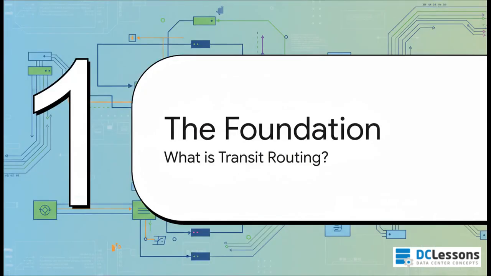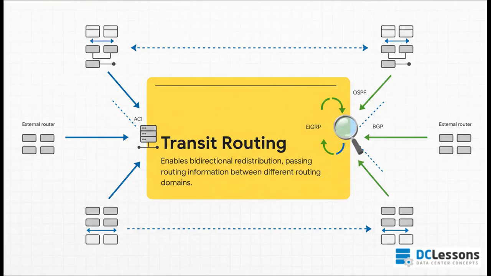All right, so first things first. Before we get into the weeds of configuration or start troubleshooting, we have to be on the exact same page about what Layer 3 transit routing actually means inside of ACI. You can think of your ACI fabric as a neighborhood full of dead-end streets. Without transit routing, a car can drive into a cul-de-sac and then back out to the main road, but it can't cut through to another street on the other side.